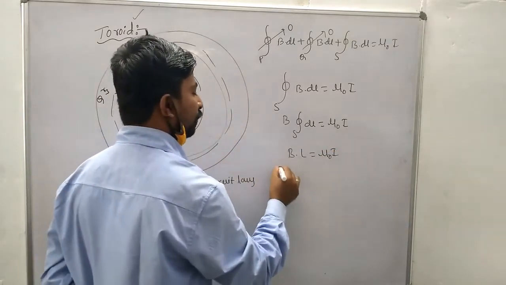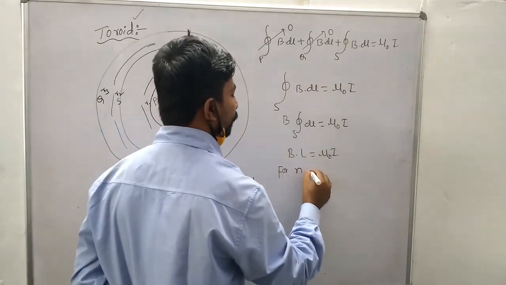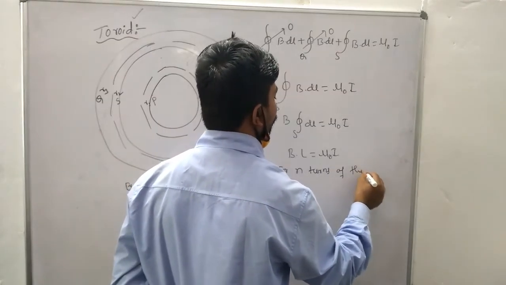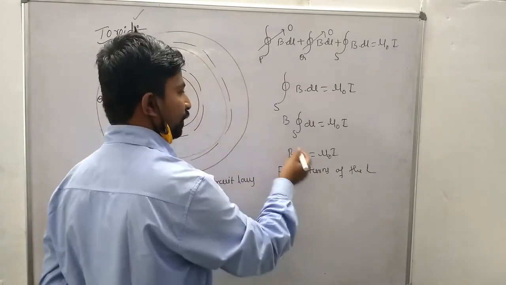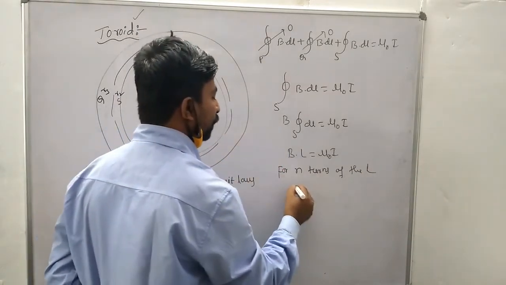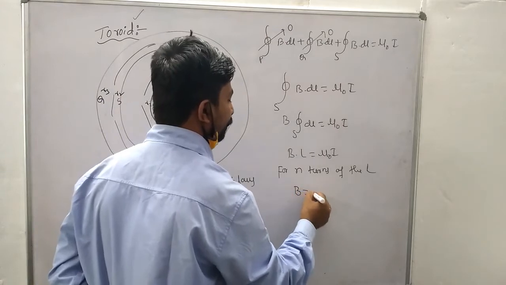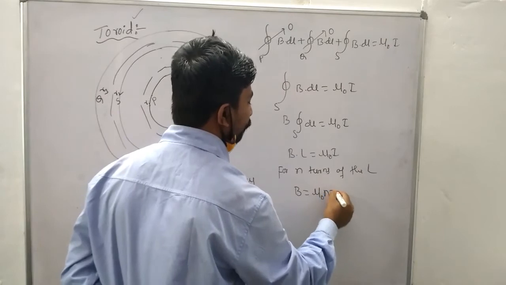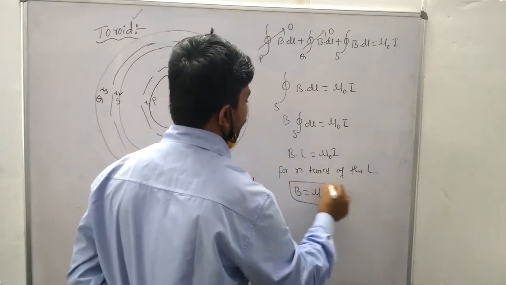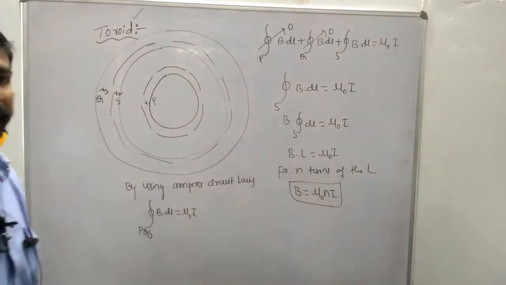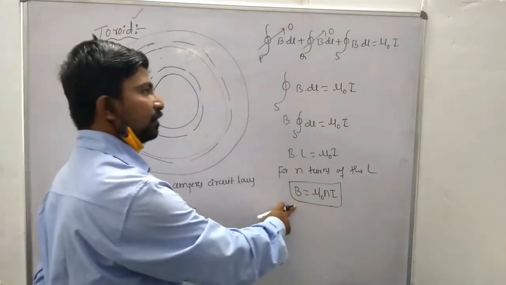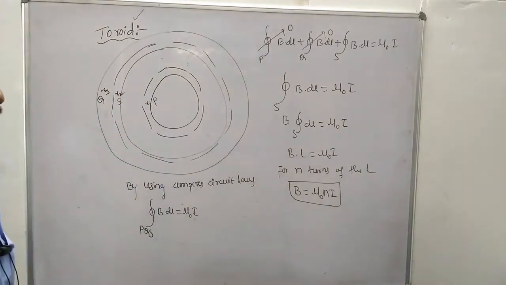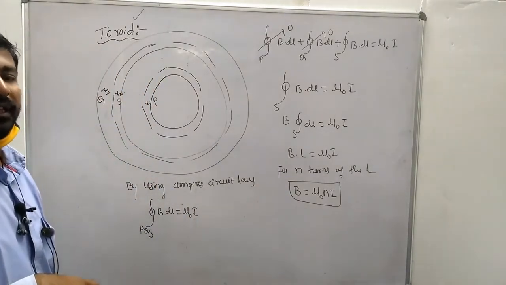Again for n turns of the loop, for unit length L equal to 1, we can write B is equal to mu naught, for n turns, n into I. So this is the derivation of the expression for a toroid. The last equation of the solenoid and the last equation of the toroid are similar: B is equal to mu naught n I.